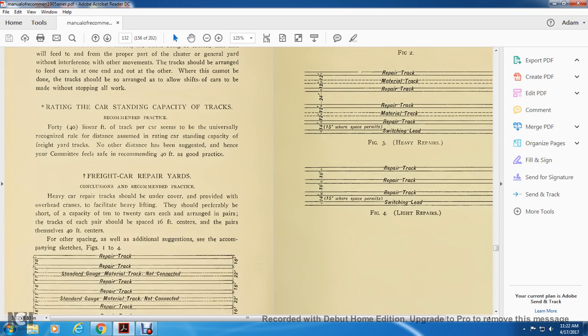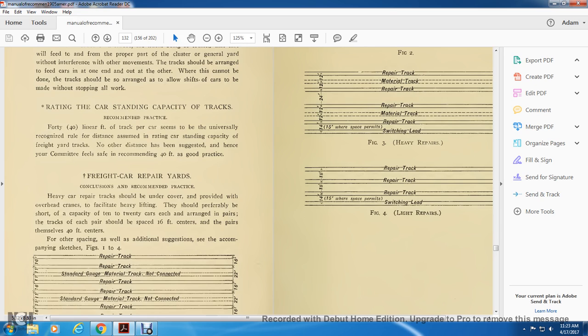Rating of car standing capacity for track: 40 linear feet of track per car. This is universally recommended as the rule distance per car assumed for the rating of car standing capacity for freight yard tracks. No other distance has been suggested here, and hence your committee feels safe in recommending 40 feet as good practice.